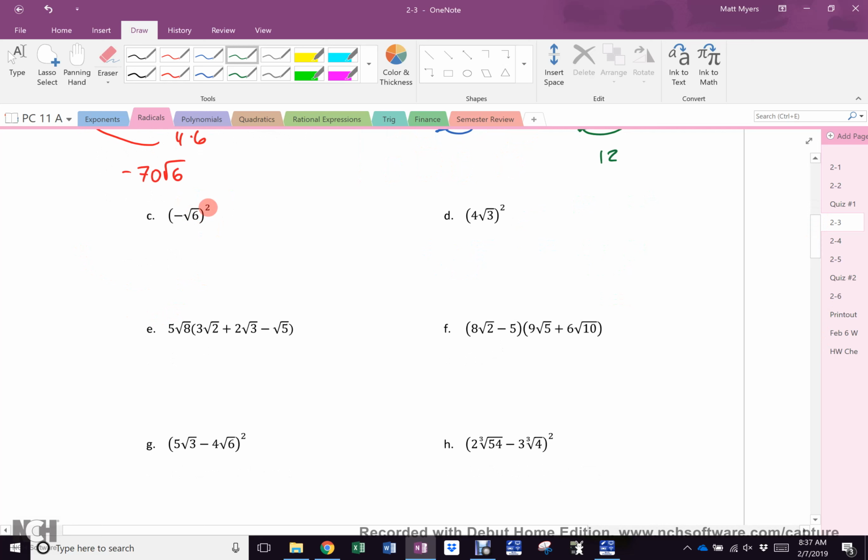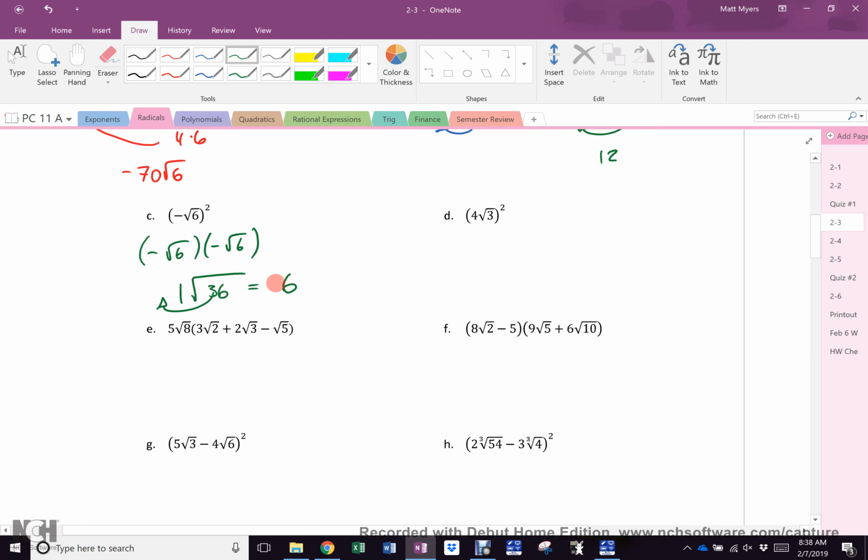What does that little 2 mean? That means negative root 6 times negative root 6. What are the 2 coefficients? Negative 1 and negative 1. What's negative 1 times negative 1, Bubbles? 1. What's root 6 times root 6? Root 36, which is 6. So out comes a 6. 6 times 1 is 6.